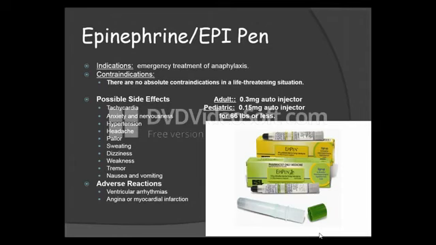Severe adverse reactions to keep an eye out for are ventricular arrhythmias or angina or myocardial infarction. This is a rare reaction, but it does happen. Always be aware of your patient's status. The dosing for EpiPens, for an adult EpiPen, 0.3 milligrams per auto-injector. Pediatric, which is 66 pounds or less, 0.15 milligrams per auto-injector.